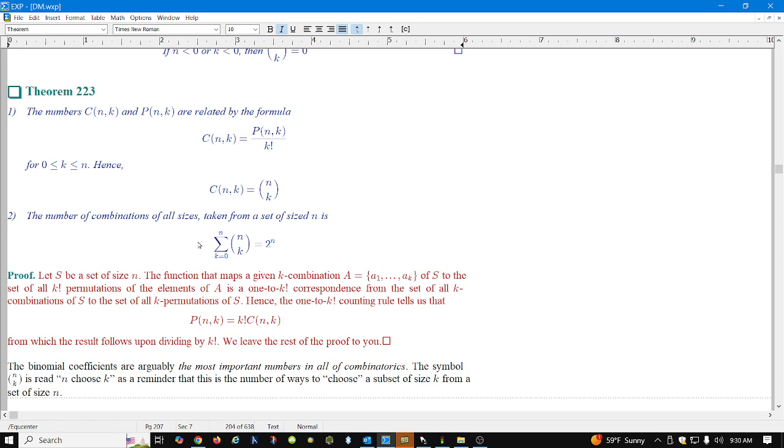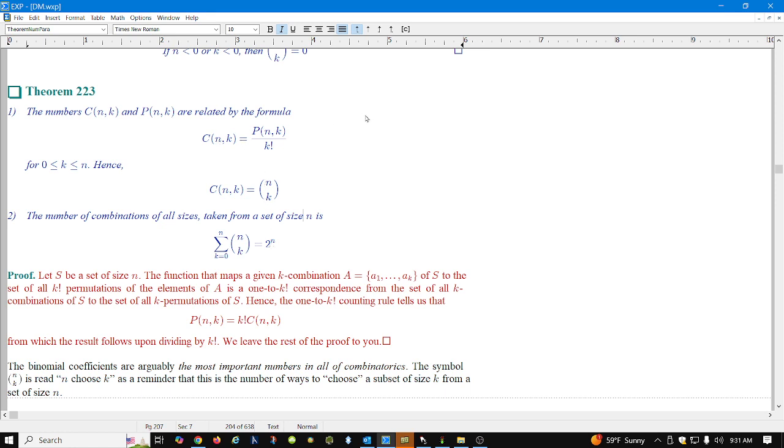And here's the number of combinations of all sizes taken from a set of size n: it is the sum of these binomial coefficients, k goes from 0 to n, and that's equal to 2 to the n. We already know how many subsets there are of a set of size n, namely 2 to the n. So this formula follows from the first part of the theorem.